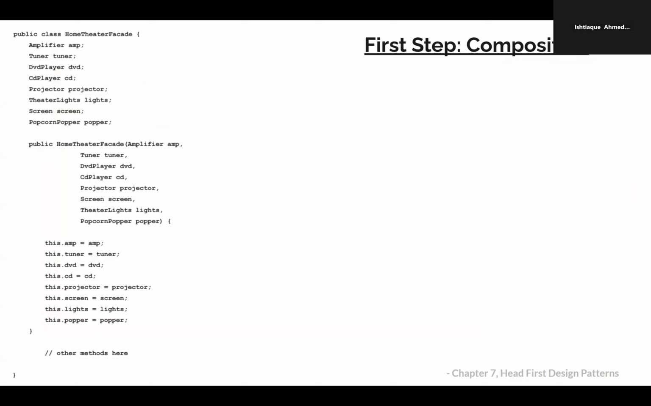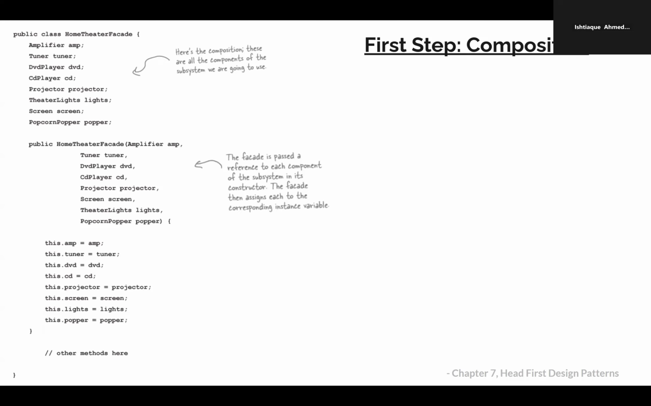Let's look at what the facade home theater class might look like. The first step to creating a class like this is the composition. In the composition step, we will create instance variables to represent all the different subsystem components. The client will pass in a reference to each of the components of the subsystem. Now, inside the constructor of the facade class, we will assign each of these components to their corresponding instance variables. Now we have to implement the simplified methods like the watch movie method or the end movie method.